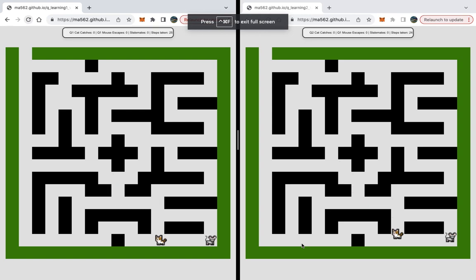Here we see how well our cats play. On the left, we have the Generation 1 Q-learning cat and mouse playing against one another. On the right, we have the Generation 2 Q-learning cat playing against the Generation 1 Q-learning mouse.